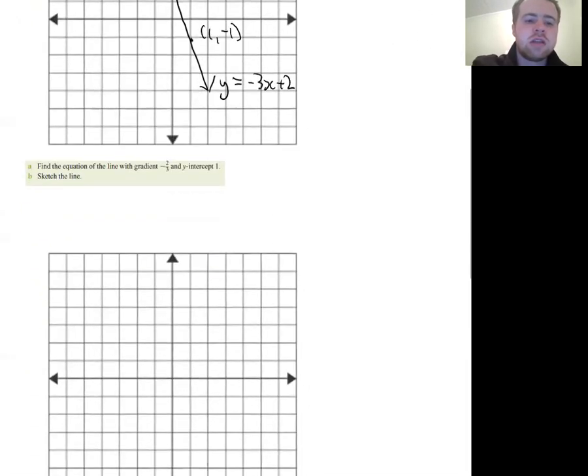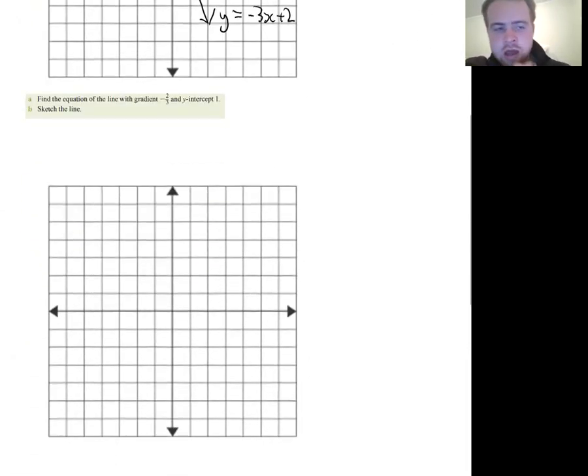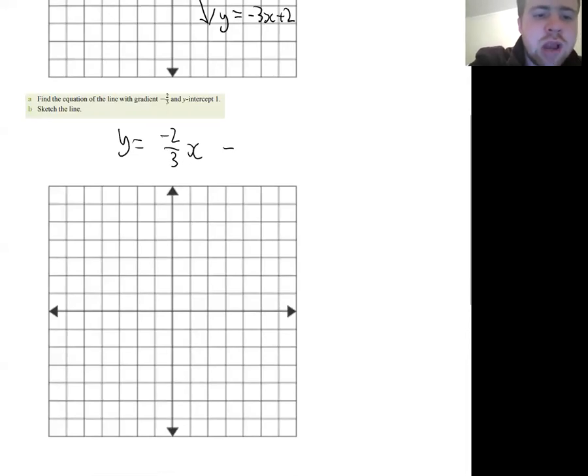All right, let's look at this other example for today. We need to find the equation of the line with gradient -2/3 and y-intercept 1. So remember, y equals mx plus b. m is the gradient, b is the y-intercept. So it's going to be y equals -2/3 x plus 1. And that is our equation. As simple as that. The gradient goes in front of the x, the y-intercept after the x.